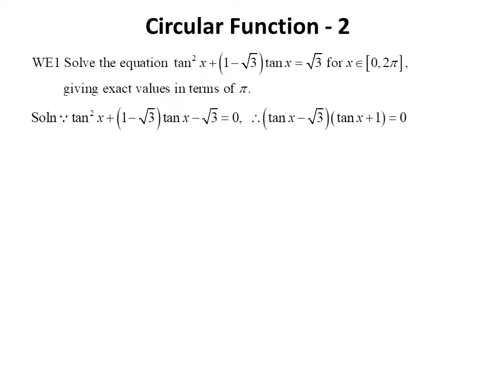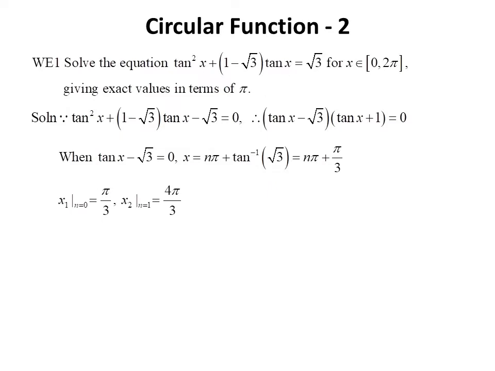Since the equation can be reduced to its quadratic form, it is factorized to (tangent x minus square root 3) times (tangent x plus 1) equals 0. So, when tangent x minus square root 3 equals 0, the general solution can be expressed as x equals n pi plus pi over 3, where n is an integer. Hence, x equals pi over 3 or 4 pi over 3.